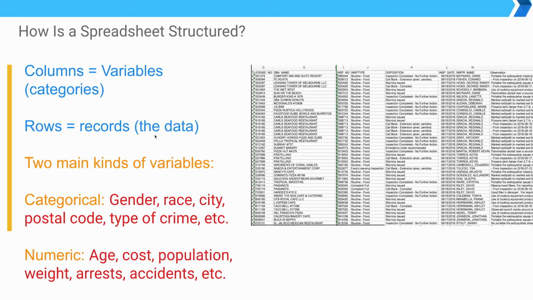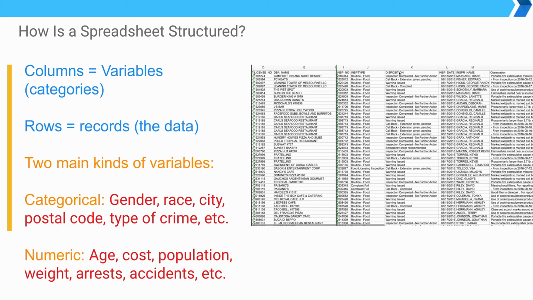The rows of your spreadsheet are the records themselves. So the data about each one of these restaurants flows through the categories here. Okay, so your records run across, your variables or categories are vertical.